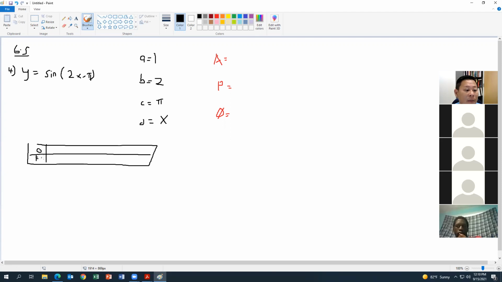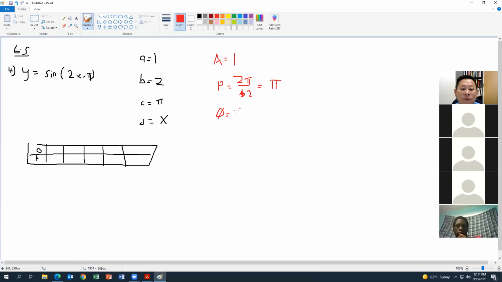So what will be your amplitude in this case? 1. Since your A is 1, the amplitude is the absolute value of A, so that's 1. The period is 2 pi over B. Since your B is 2, what is your period? Just pi, yep.